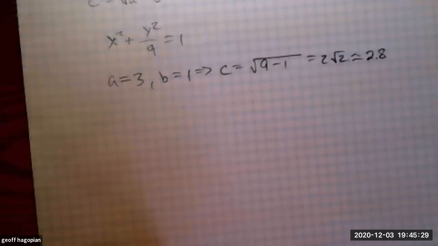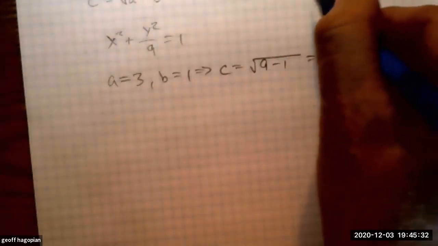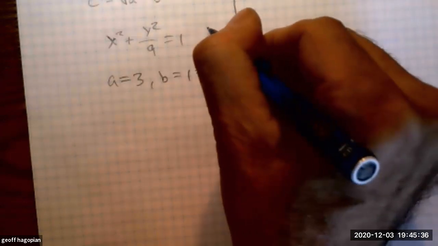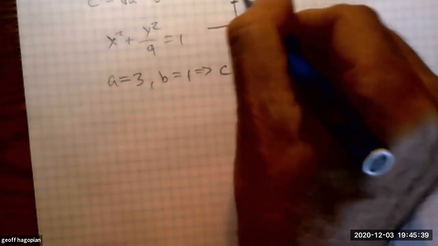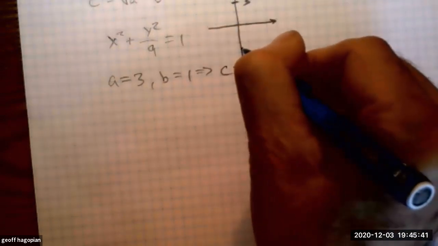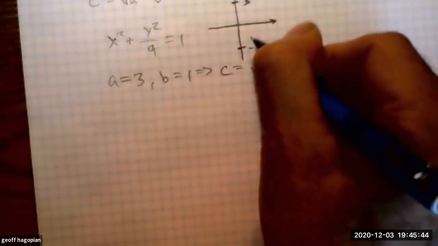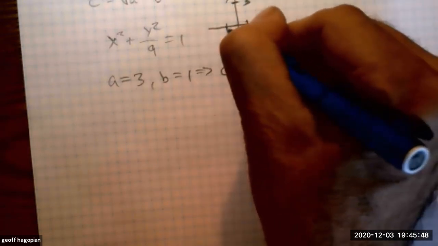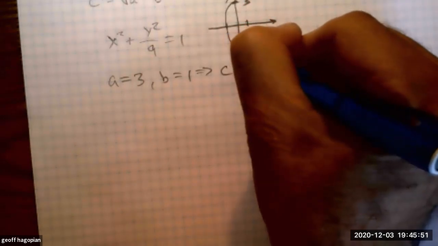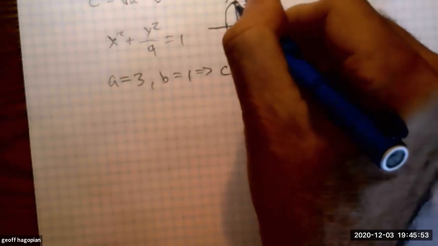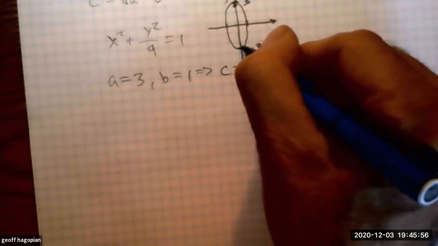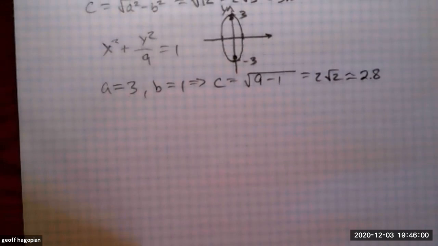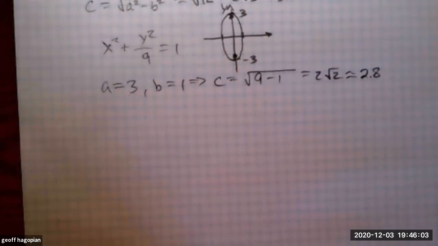And this will have the major axis vertical, right? So let's draw it like this. Here's 3 and -3 on the y-axis, and here's 1 and -1. So our ellipse would look like this, with the foci very, very close up to the y-intercepts there, right? Okay.